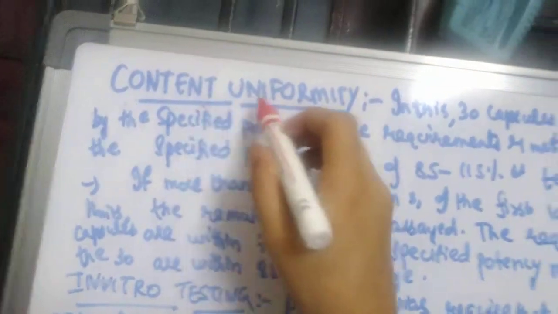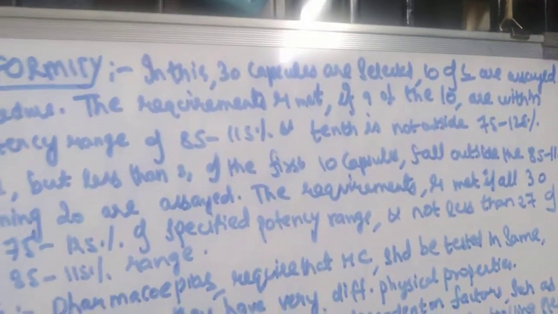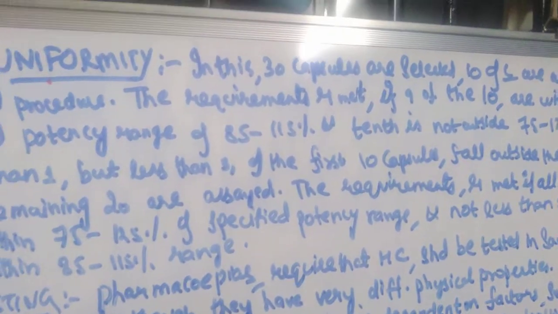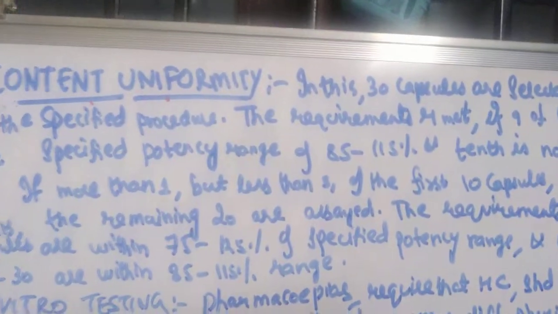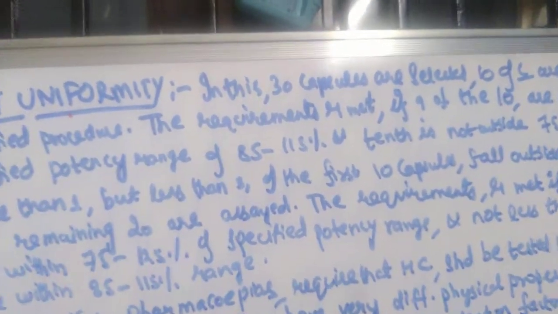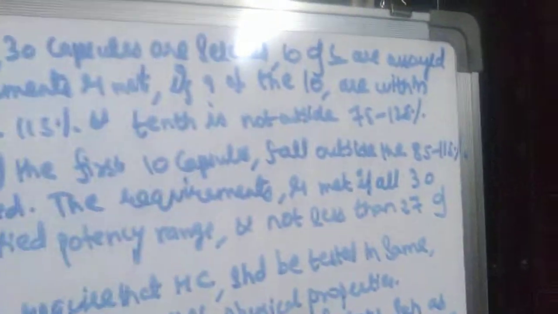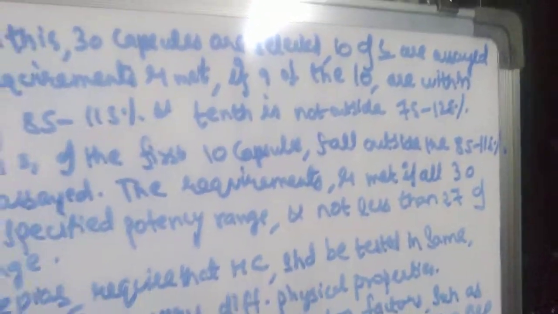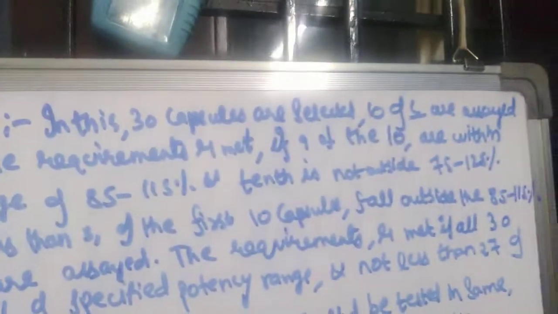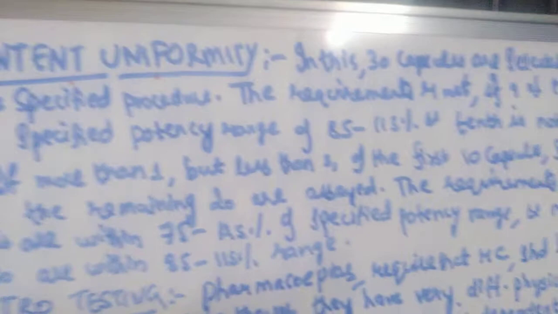Content uniformity is nothing but measuring the net content, that is your API, the active pharmaceutical ingredient. How much is the content? It varies from capsule to capsule, and that you will evaluate. So how you will do it: you select 30 capsules, out of which you take 10 only and assay them. The 10 are assayed by a specified procedure.